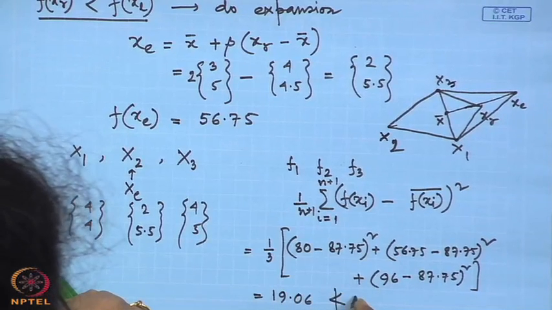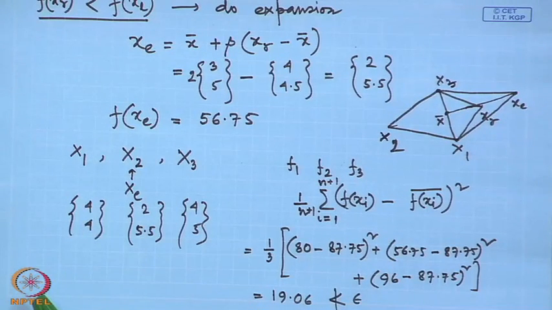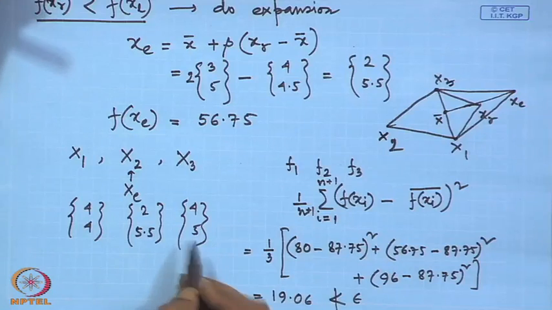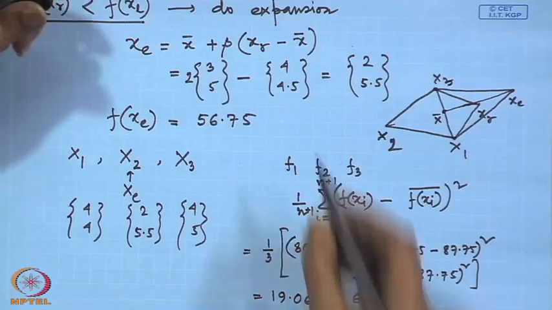This is not less than epsilon, epsilon has been provided as 0.2, that is why we need to do the next iteration. We will repeat the process starting from reflection with this simplex. In this way we will proceed further and further until the standard deviation of the functional values reaches a smaller value, and at the end, whatever simplex we get from there, we will select the optimal solution.